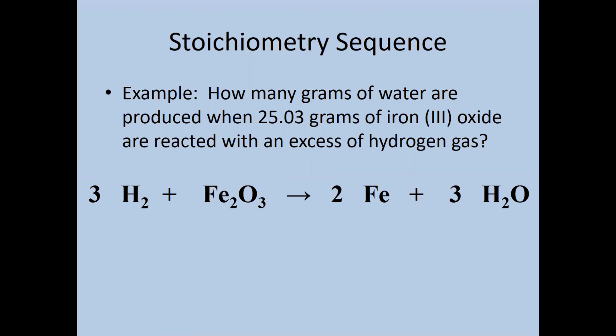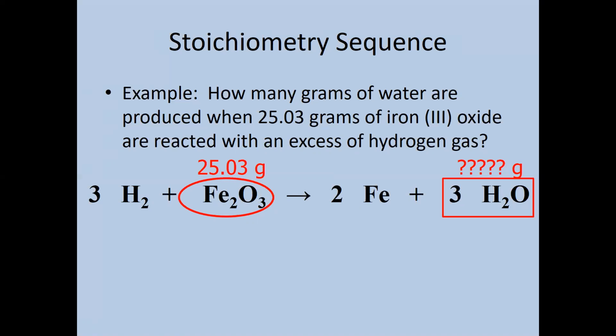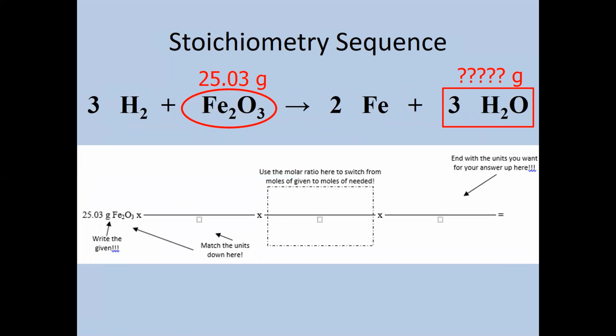So let's take a look at this reaction here. How many grams of water are produced when 25.03 grams of iron 3 oxide are reacted with an excess of hydrogen gas? So we're going to circle what we're starting with, which is that Fe2O3. We're going to write how much we have above that. We have 25.03 grams. We're going to box what we're looking for, our water. So when we start our stoichiometry sequence, remember, we're always going to start by writing our given over here. We're starting with 25.03 grams of Fe2O3.